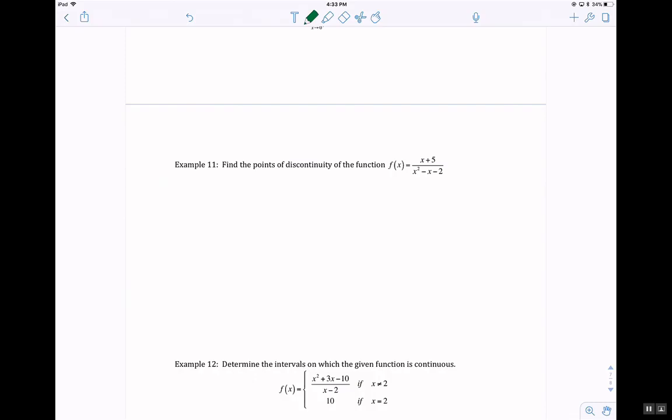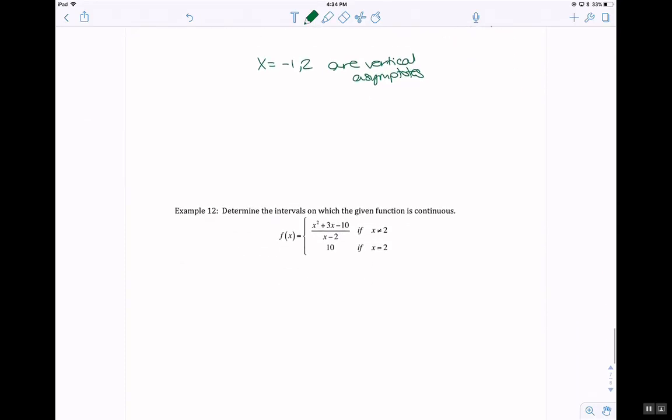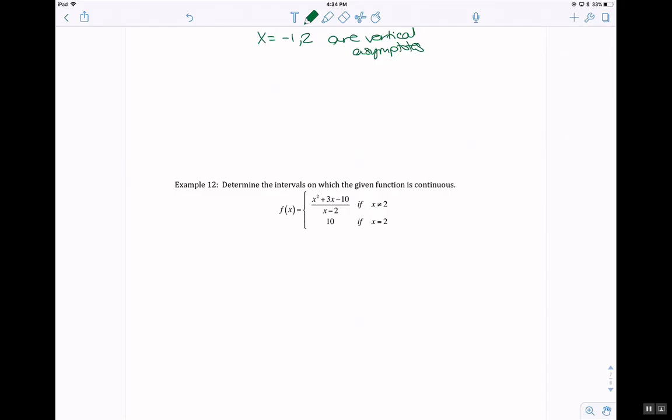Example 11, find the points of discontinuity of the function. So you'll factor this. So x is equal to negative 1 and 2 are vertical asymptotes, which are also your discontinuities.